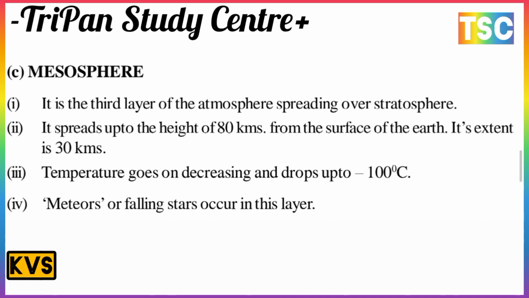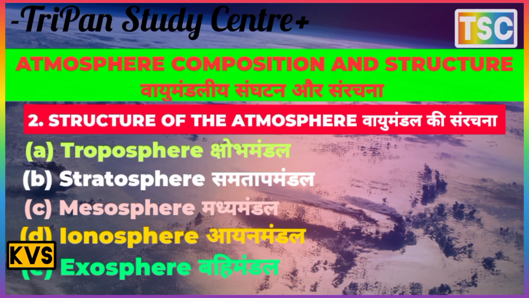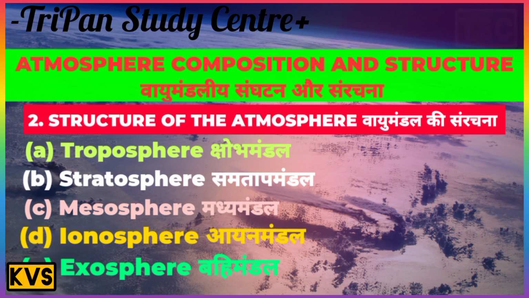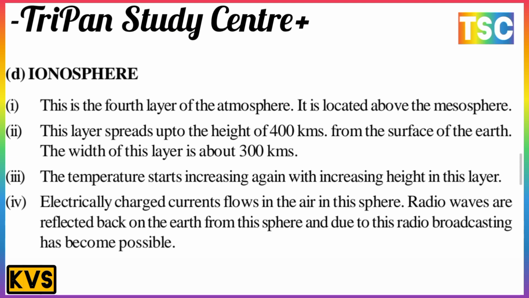The next layer, the ionosphere, is the most important layer. This is the fourth layer of the atmosphere. It is located above the mesosphere, and this layer spreads up to a height of 400 kilometers from the surface of the Earth. The width of this layer is about 3 kilometers. The temperature starts increasing again with increasing height in this layer.